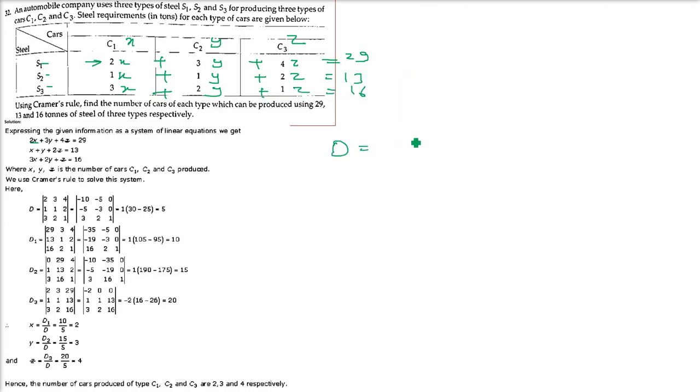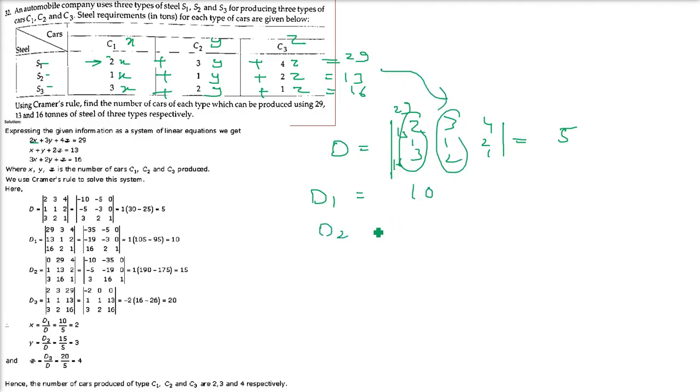So D will come as, I'll just write the D. It will be 2, 1, 3; 3, 1, 2; 4, 2, minus 1. When you solve it, it is going to come as 5. Similarly, in D1, the first column you just replace by 29, 13, 16. And D2, D3 likewise, the second and third columns you have to change. D1 will come as 10, D2 will come as 15, D3 will come as 20. So we will replace the third column by 29, 13 and 16.